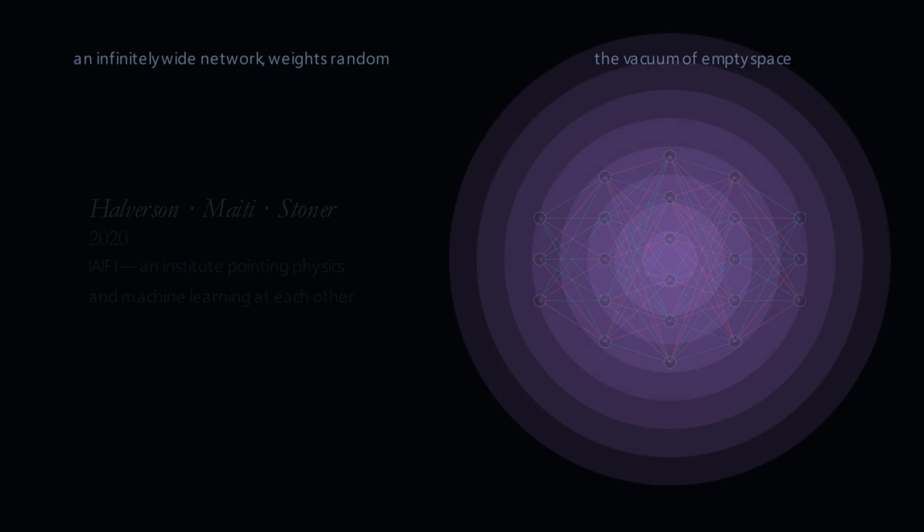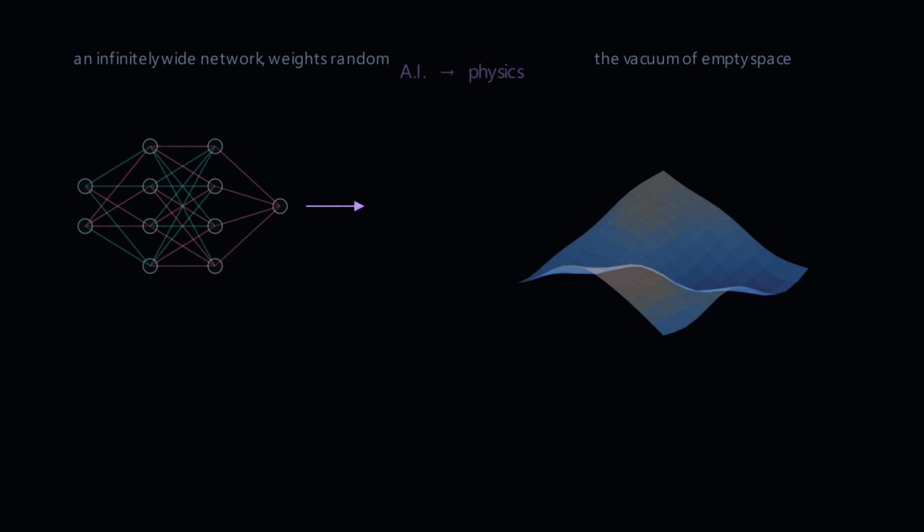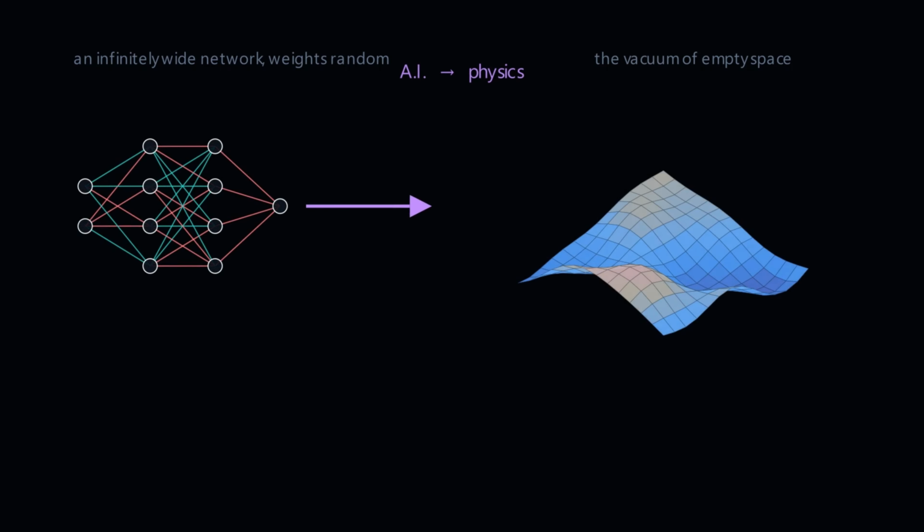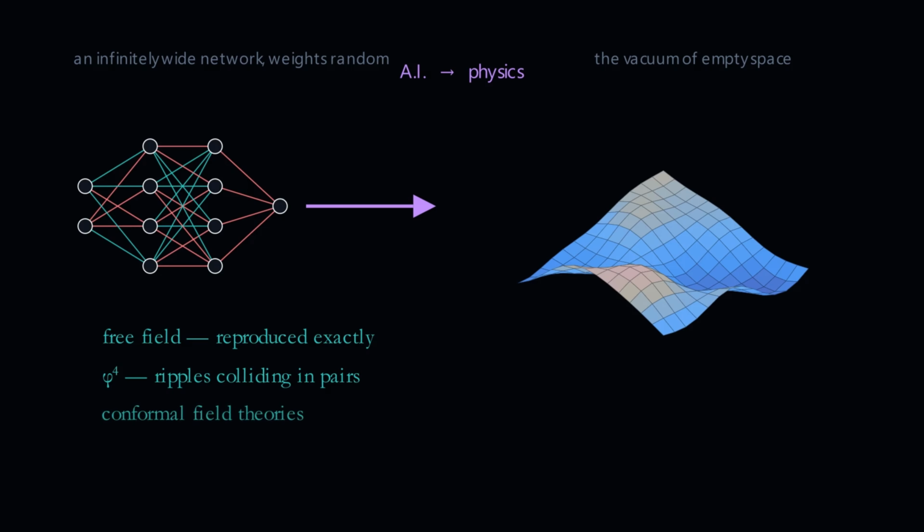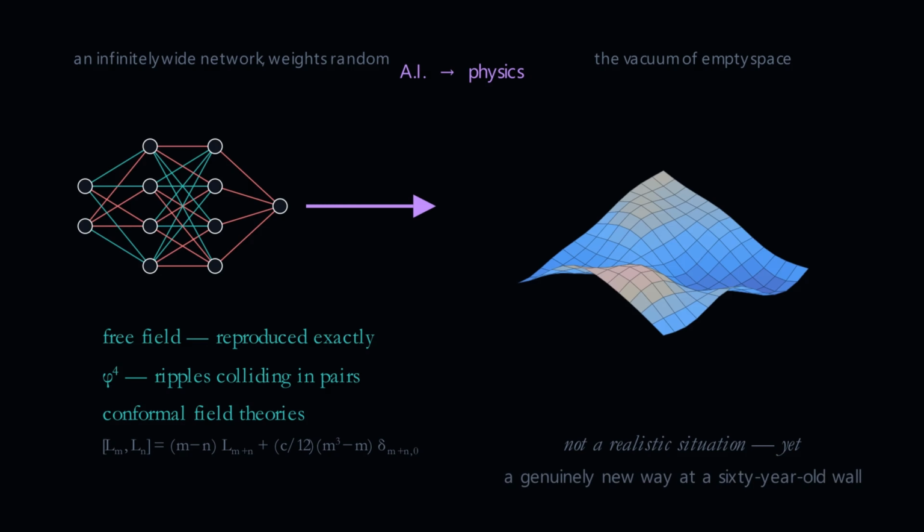And here's why anyone should care. So some physicists have started using the dictionary backwards. Not physics to explain AI, but AI to compute physics. They can already reproduce a free field exactly. They've done fields with interactions. The phi-4 model, where ripples collide in pairs. They've done conformal fields. It cannot handle a realistic situation yet. Not close, but it is a genuinely new way to attack a 60-year-old wall.